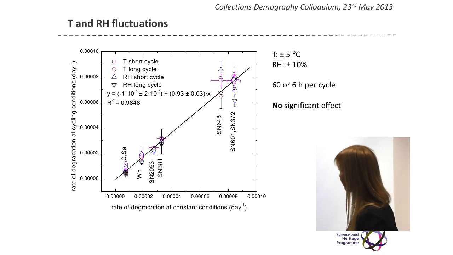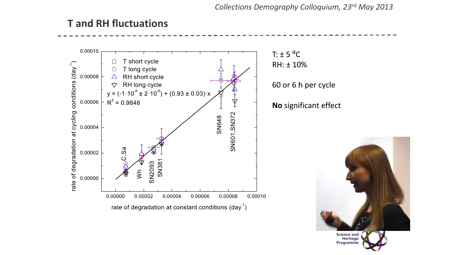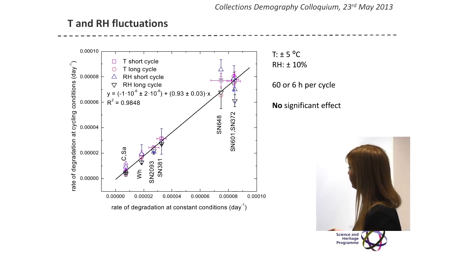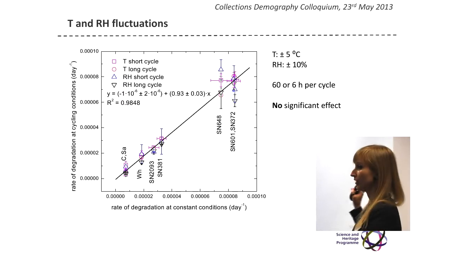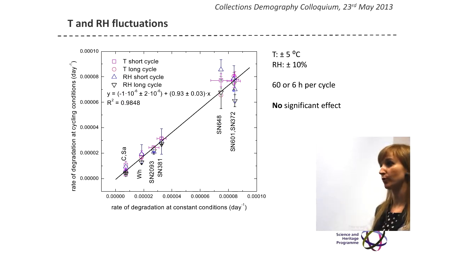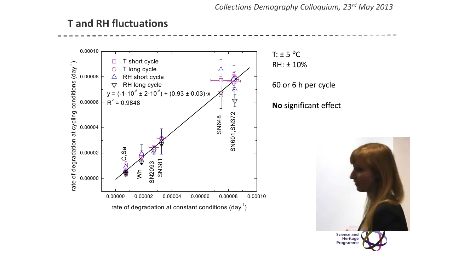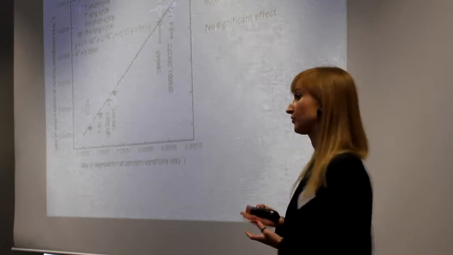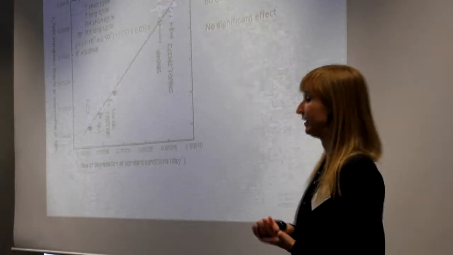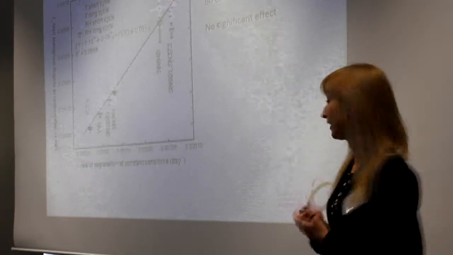And as you can see here on this graph, on this axis we've got degradation rate at cycling conditions, and on this axis there are degradation rates at constant conditions. And let me just point out that experiments here were carried out on real historic papers as well, in addition to a few model papers. And you can see that the rates are in pretty good agreement with each other, which basically means that there is no significant effect of temperature and RH fluctuations in fairly reasonable or kind of mild fluctuation range.